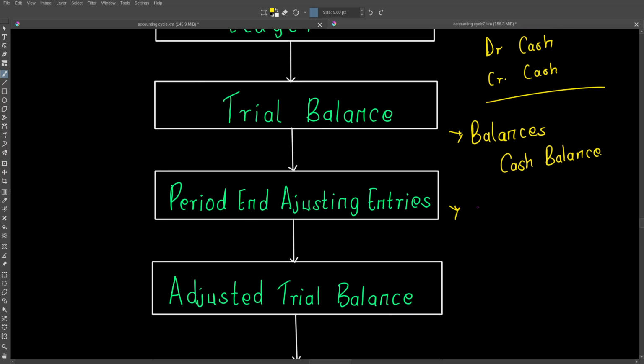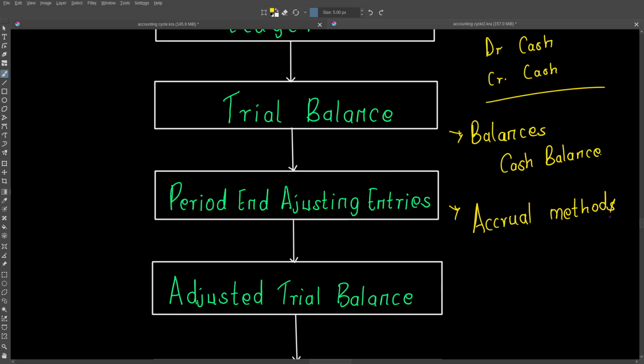This is brought about mostly because of the use of the accrual method, and also the matching concept. We need to make sure that as at the end of a certain accounting period, we look at the depreciation, the accruals and the prepayments, and make the necessary adjustments as at that period end.